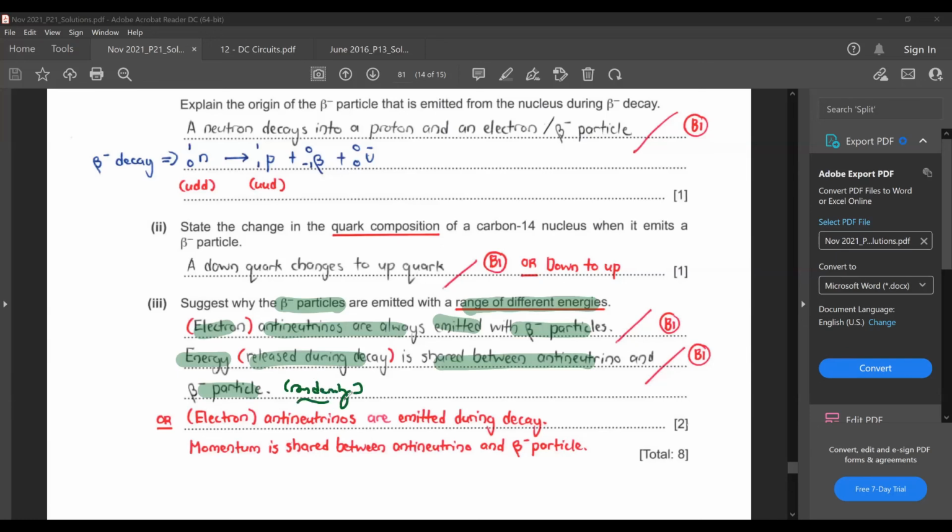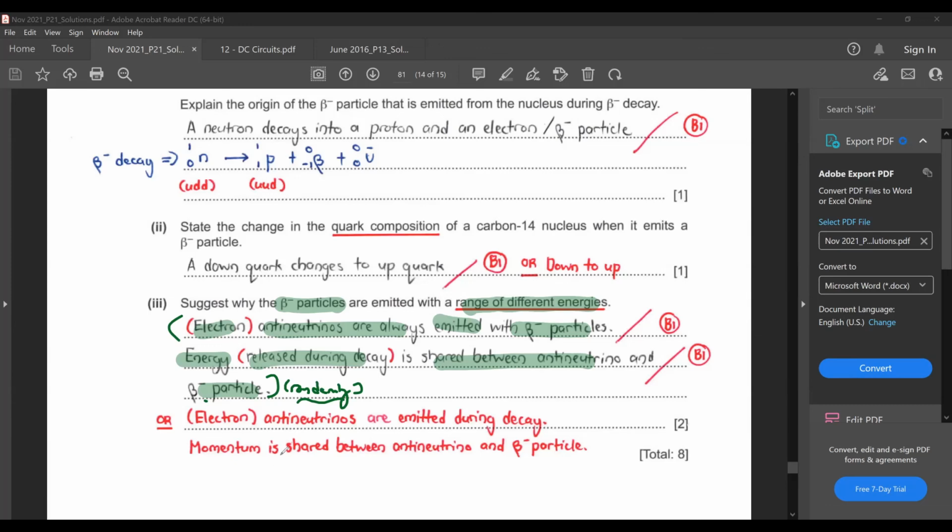You don't need to write the word randomly. You just need to know that whatever energy was released is split between the anti-neutrino and the beta minus particle. They don't share the energy in equal proportions, or by a fixed proportion. It is random. Sometimes the beta minus particle may get more, sometimes it might get less. But the answer is always this: you have to mention that electrons are always emitted with anti-neutrinos, and that energy is shared between those two. So this one is nuclear physics.